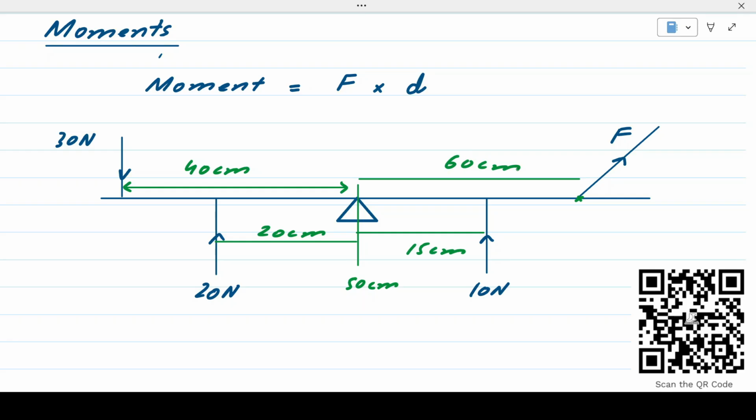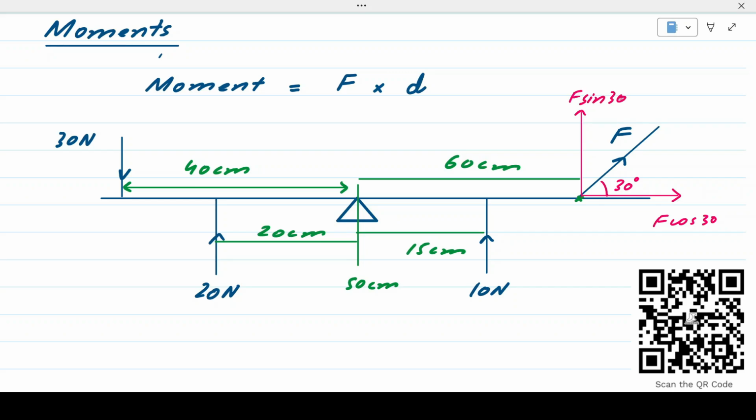Problem is, the force F is not perpendicular to the distance from the pivot. So what do we do instead? We'll resolve this force into components. One component would be here, one component of this force would be here, and let's say the angle of this force was given as 30. Now this component would be F cos 30, and this component would be F sin 30.